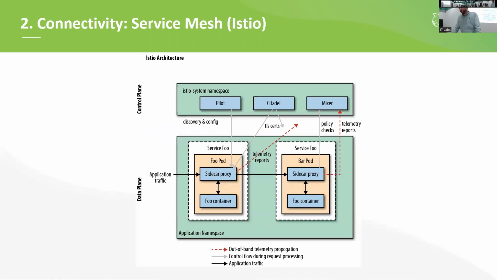Next is service mesh. And I will talk about Istio here, but before we talk about Istio, we need to go through what service mesh is and why it's used. So service mesh as a need came from the challenges with microservice architecture.